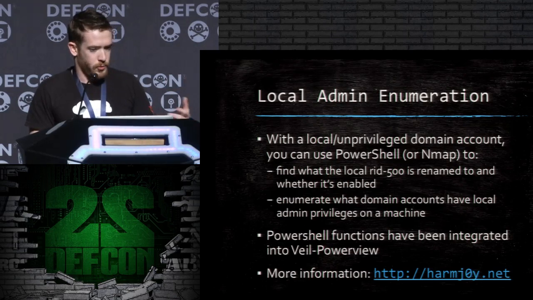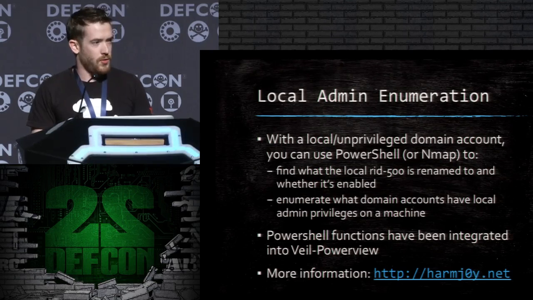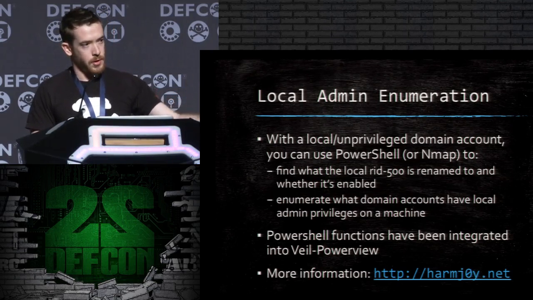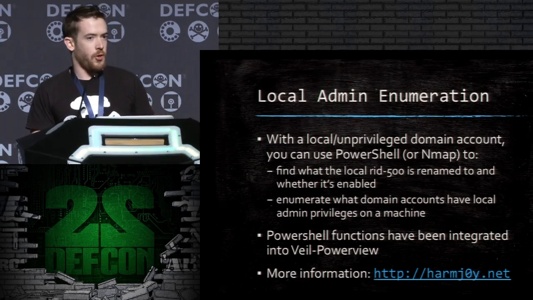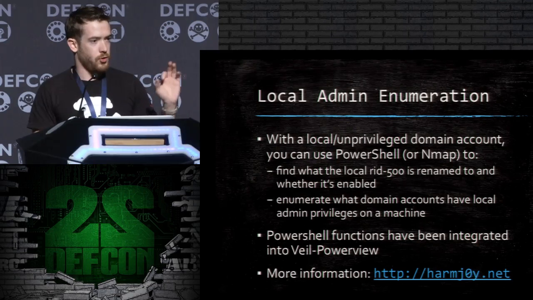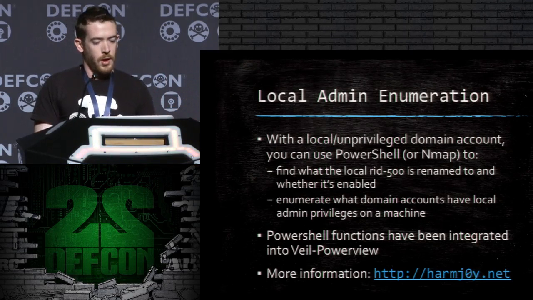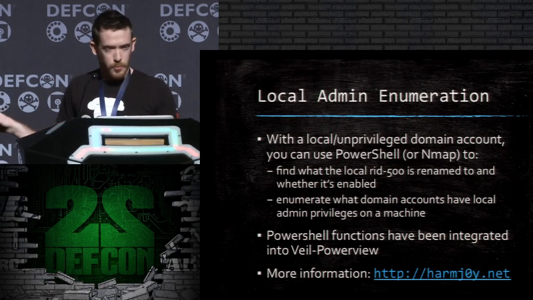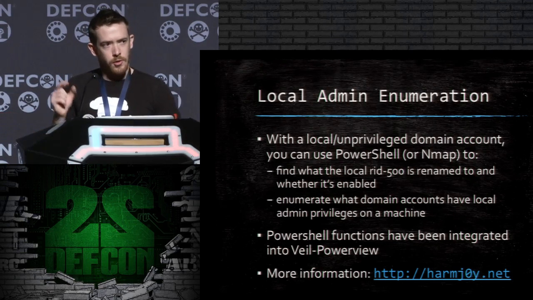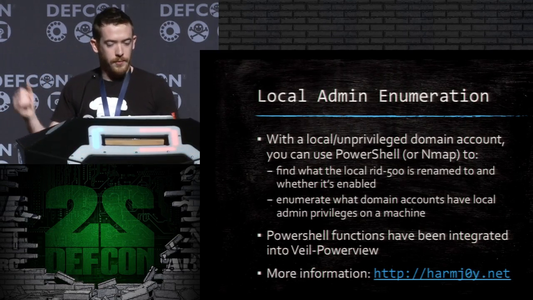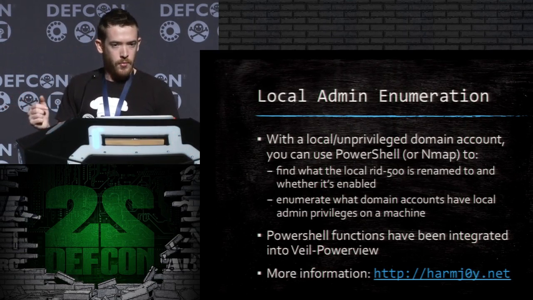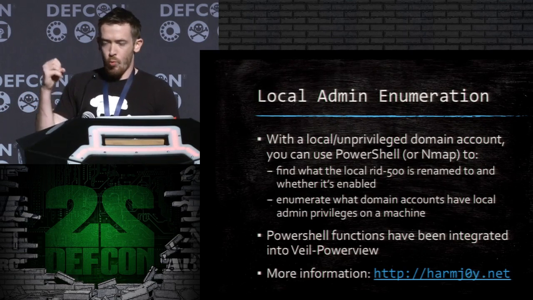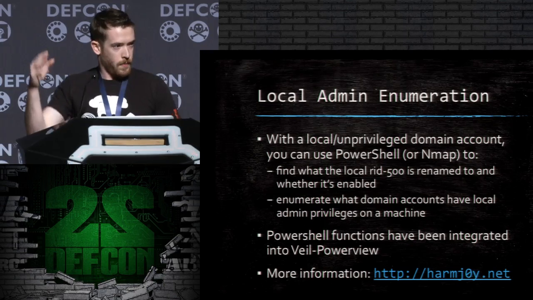So one of the things I realized when looking into this is it'd be really nice to know what that RID 500 account is named on a remote machine, whether it's enabled, and what domain user accounts are in the local administrators group. Luckily, using PowerShell, if you have a basic domain account, the most basic, no privileges whatsoever, you can use this neat little thing called the WinNT service provider to pull all of this information. You can get the full SID for the admin account, whether it's enabled or disabled, and all the domain users in that local group.